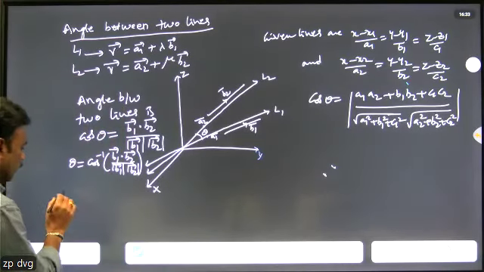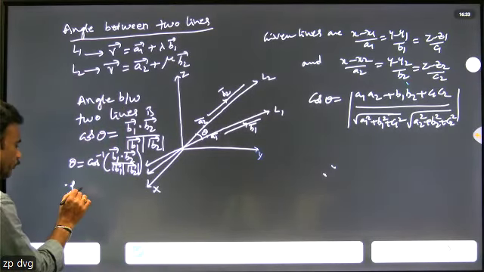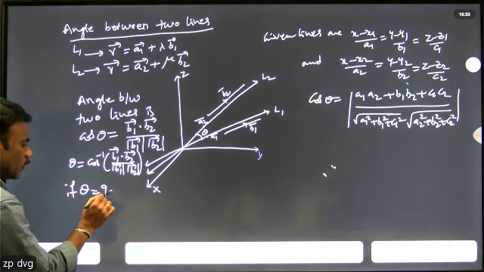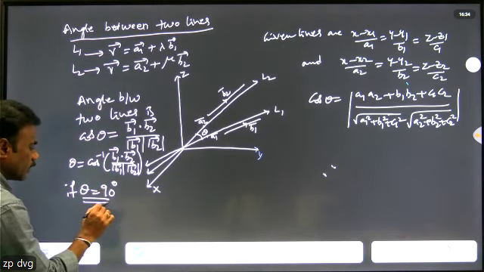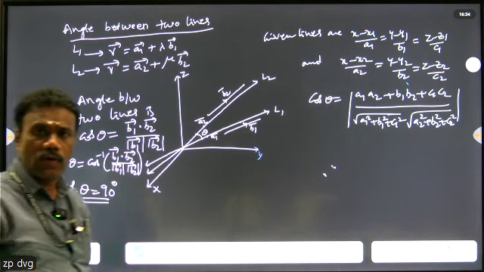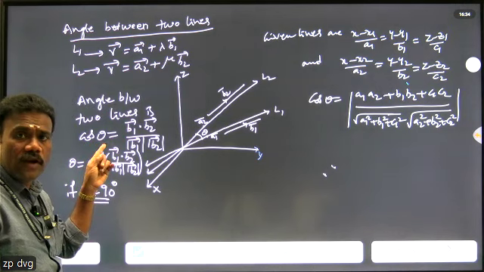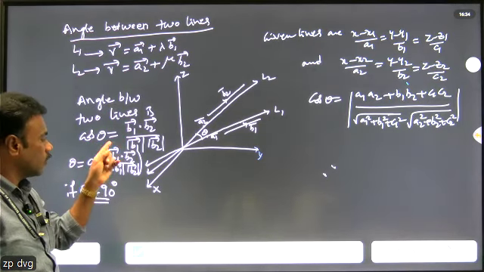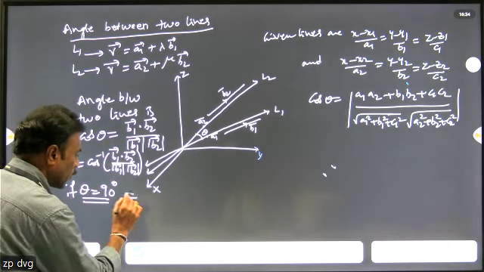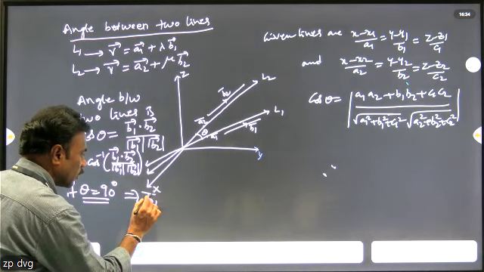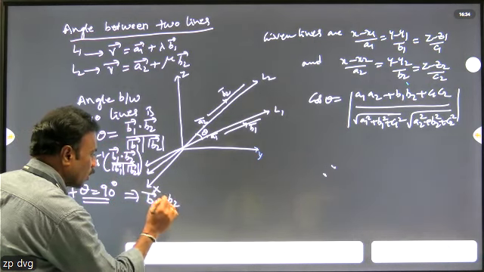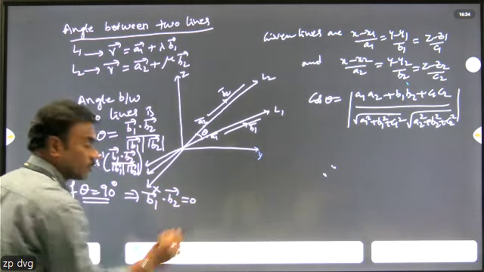Suppose the angle theta between two lines is 90 degrees, then you will get the cos theta value. Cos 90 becomes 0, so the dot product of the two vectors is equal to 0. That means b1 bar dot b2 bar equals 0.